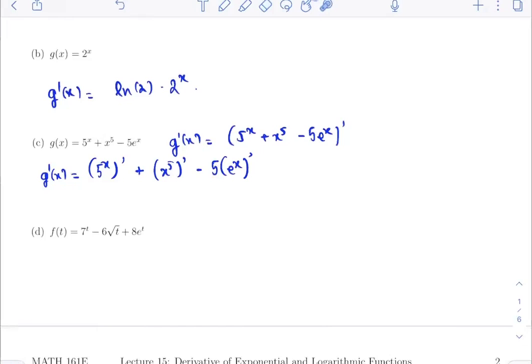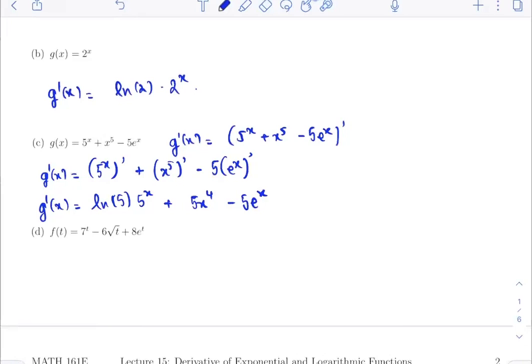For this derivative, the first term will give me ln of 5 times 5 to the x. For the second term, you can apply the power rule, which gives me 5 times x to the 4th power. And for the last term, the derivative of e to the x is e to the x itself, so I get minus 5 times e to the x. Let's move on to the last problem in this example.